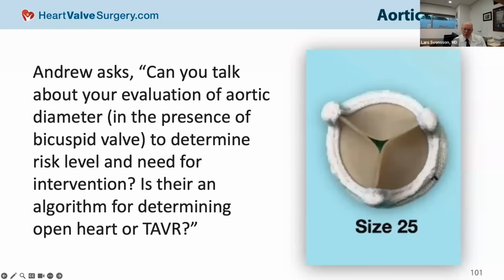Well, I thank you for bringing and shining the light on that research. I was not aware of that. Very great to hear that you're seeing some extra durability with the Resilia Inspiris tissue from Edwards.